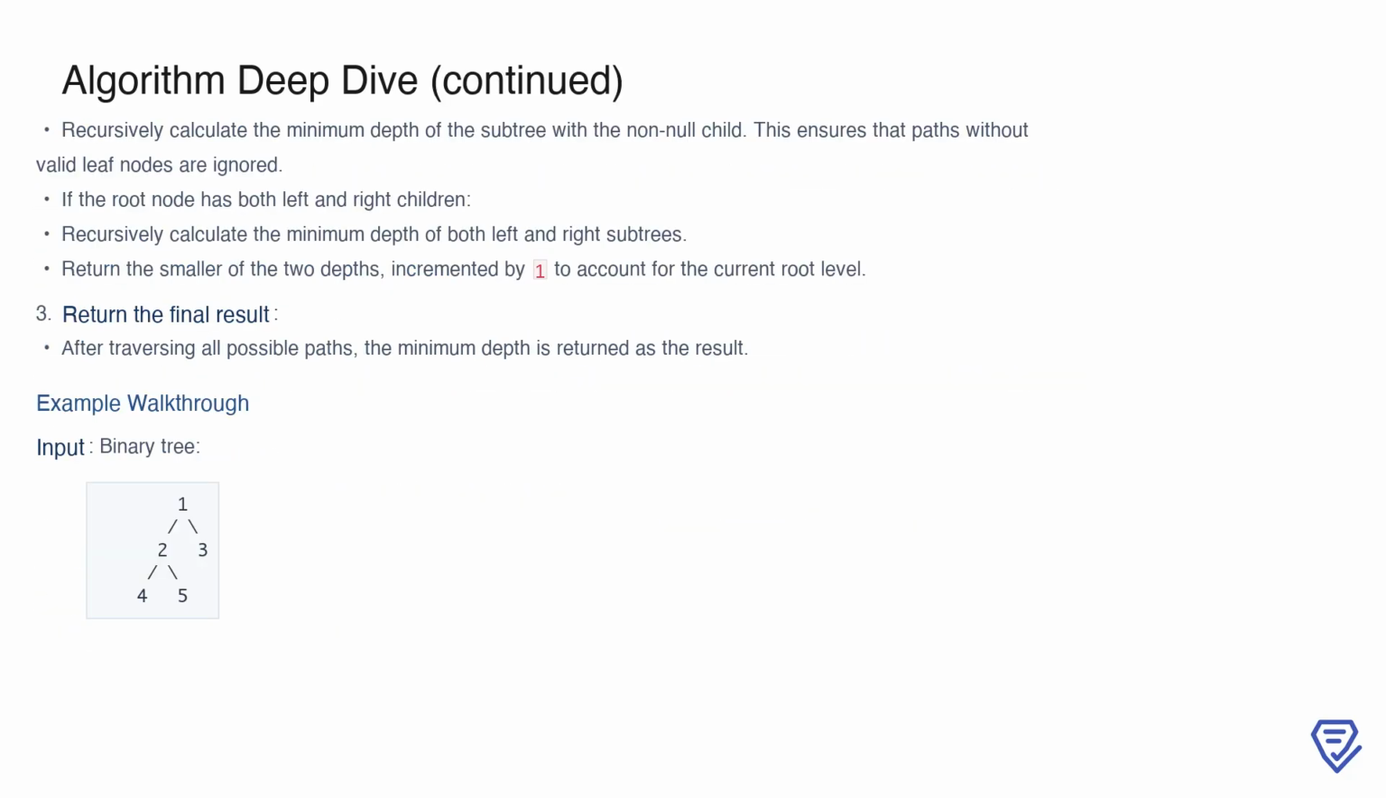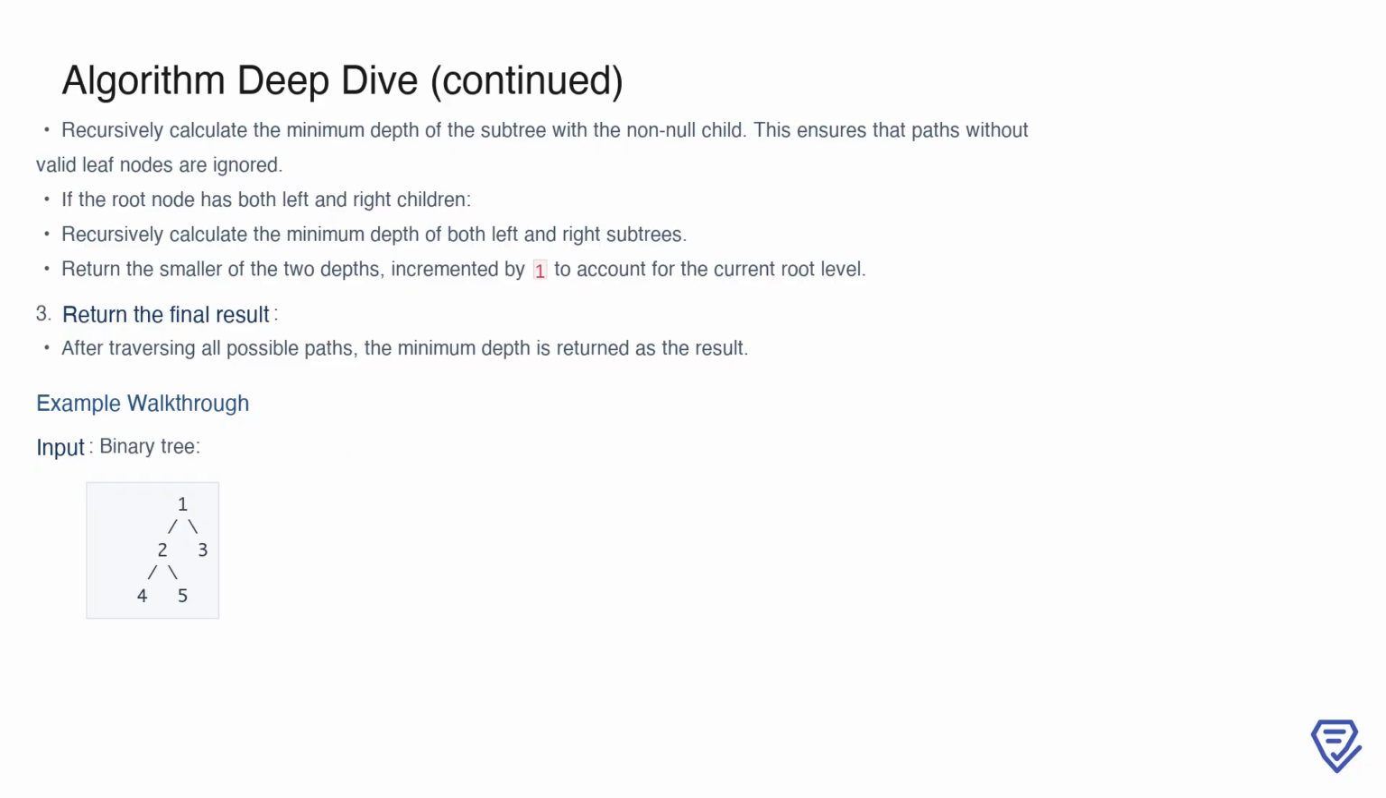If the root node has only one child, we recursively calculate the minimum depth of the subtree where the child is not null. This ensures we only consider valid paths that lead to leaf nodes. For cases where the root has both left and right children, we calculate the minimum depth of each subtree separately. Once we have both results, we return the smaller of the two values, adding 1 to account for the current root level. Finally, after exploring all possible paths in the tree, the minimum depth is returned as the result.